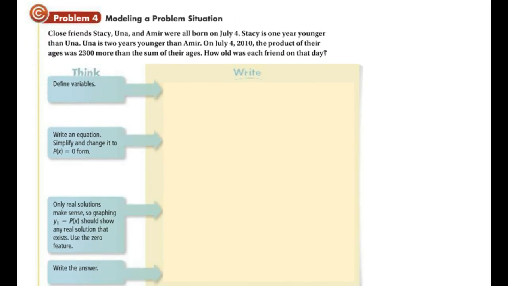And here's our last example. It's a real-life application problem. It says, close friends Stacy, Una, and Amir were all born on July 4th. Stacy is 1 year younger than Una. Una is 2 years younger than Amir. On July 4th, 2010, the product of their ages was 2,300 more than the sum of their ages. How old was each friend on that day?